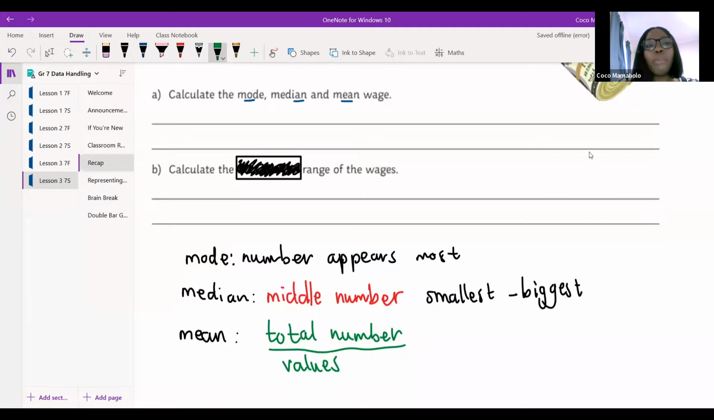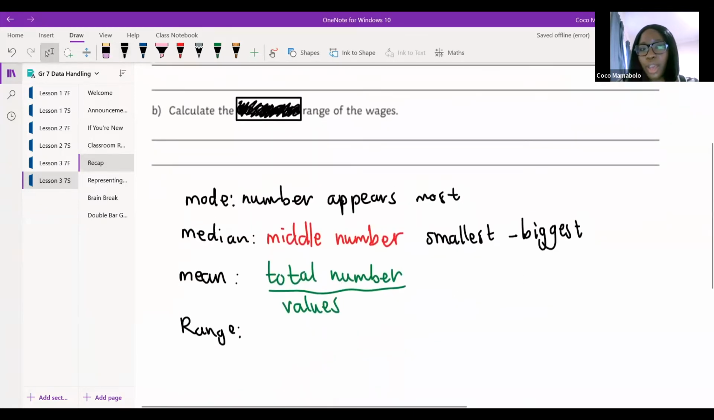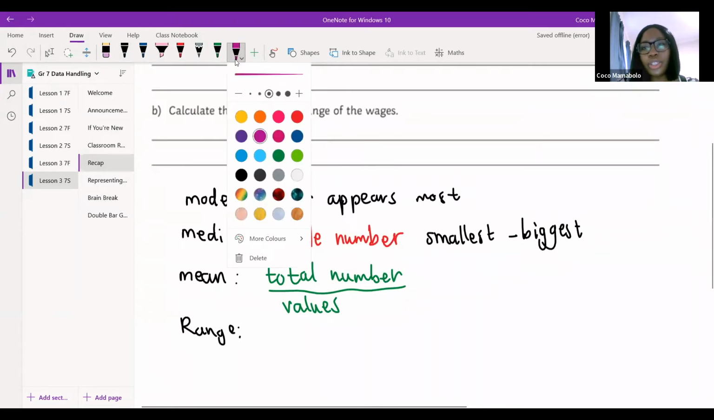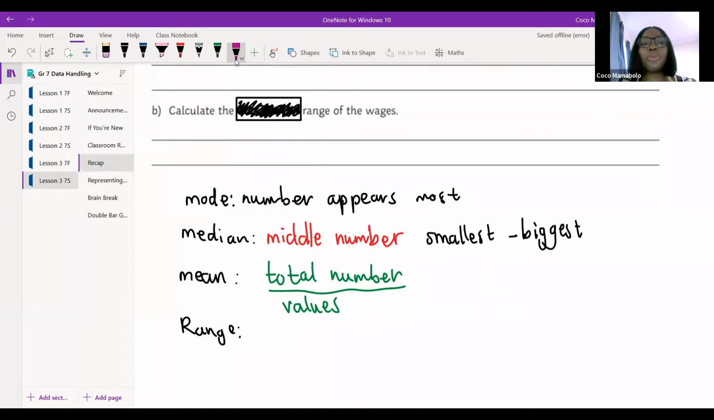I need one more person to tell me, what is my range? Everybody in the chat, you guys are just killing it today. I'm getting the same hands over and over, and I'd love to see some new hands. Buhle, Leona, and Riabetswe, who gave me the first three answers, are the only people with their hands up. I know the three of you know. Bupelo, there we go. Excellent.